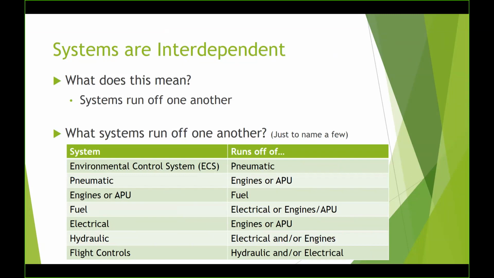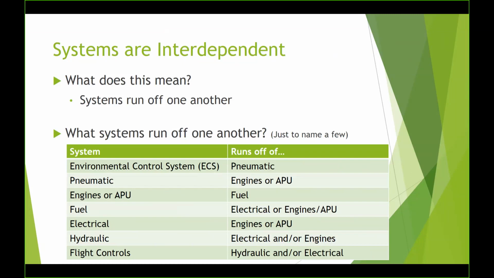We can't run the hydraulics without turning the electrical on first. Right? We can't run the fire detection protection system without having power to it first. So we'll kind of go through that. We can't run the flight controls until we know how to run the hydraulics. We can't run the hydraulics until we know how to run the electrical. So kind of the order is based on that.